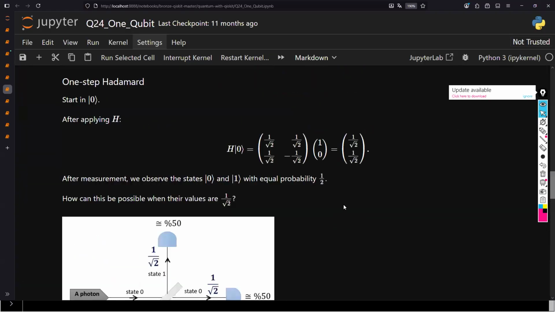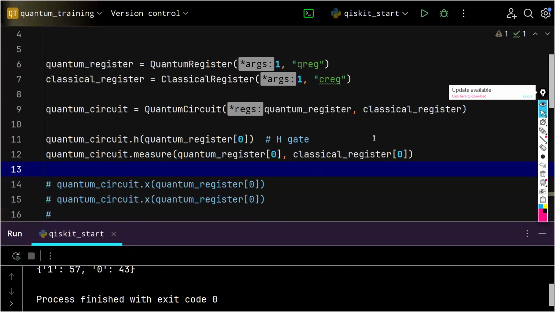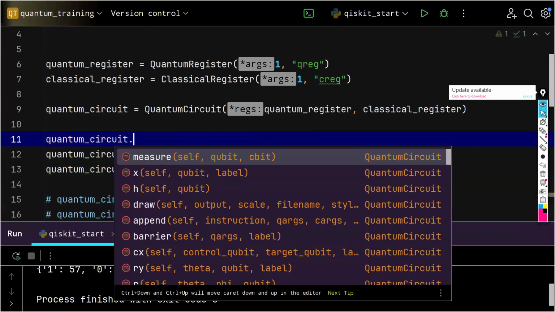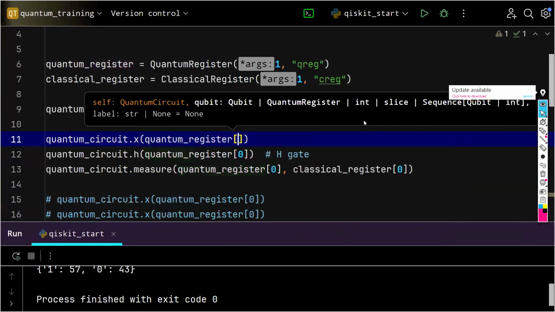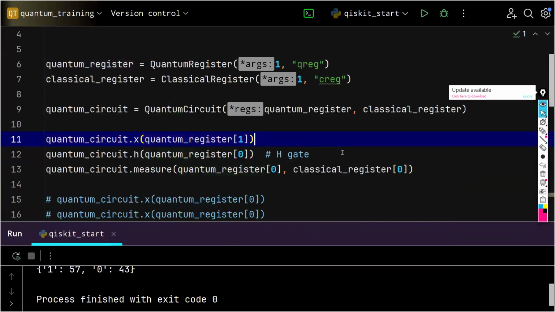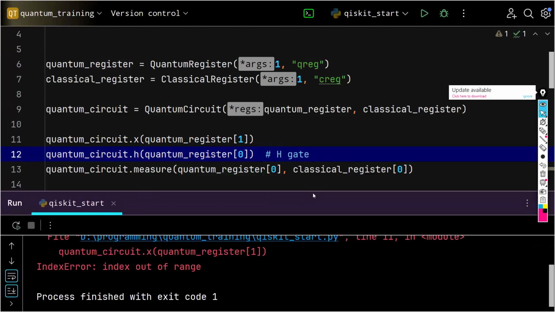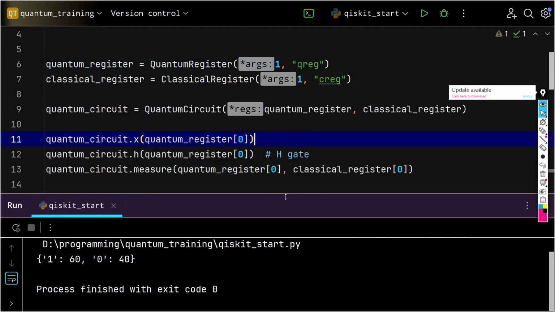So what about something else? Let's say that I apply two different operations. First, I apply onto our quantum circuit an X gate operation, and then I will apply an H gate. What will happen? Oh, index. Right, because I have only one qubit, so I shouldn't use a 0 here.